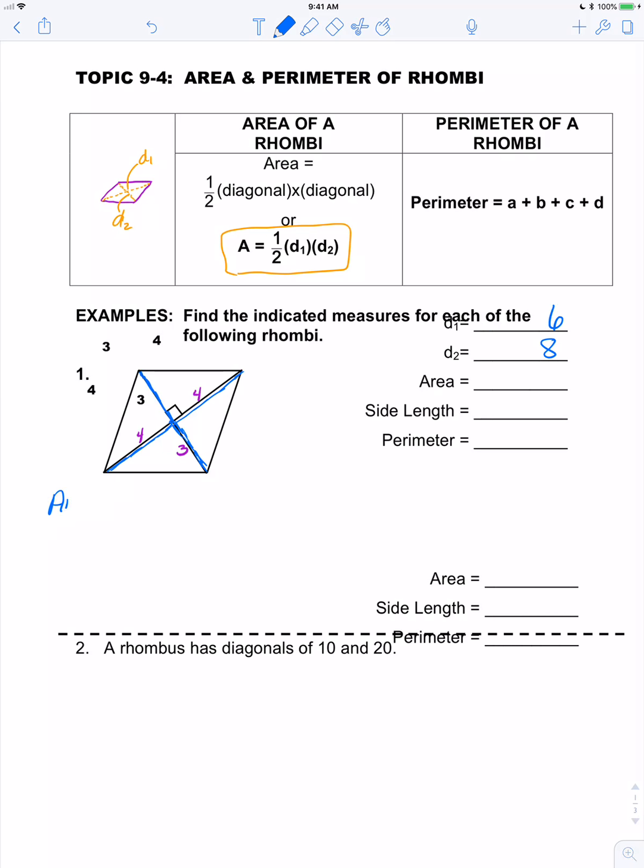So area, we're going to use our formula, 1/2 the diagonal 1 times the diagonal 2. Well, that's going to be 1/2 times 6 times 8. If you multiply all that together, you're going to get 24. So the area is 24. Now we've got to find the side length.